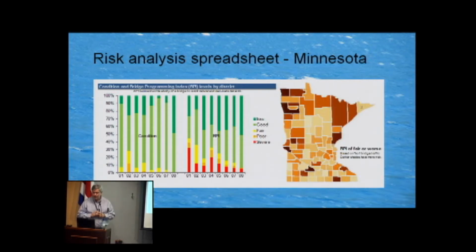They present this information to their state legislature when they're asking for money to repair their bridges, to explain what the money will be used for, and what kinds of improvements in condition or risk they can expect from that investment.